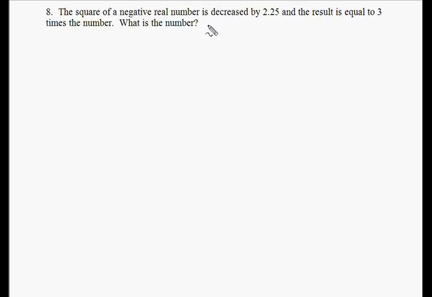The square of a negative real number is decreased by 2.25, and the result is equal to 3 times the number. So what is the number? I'll start by squaring a negative number. So just take n and square it.